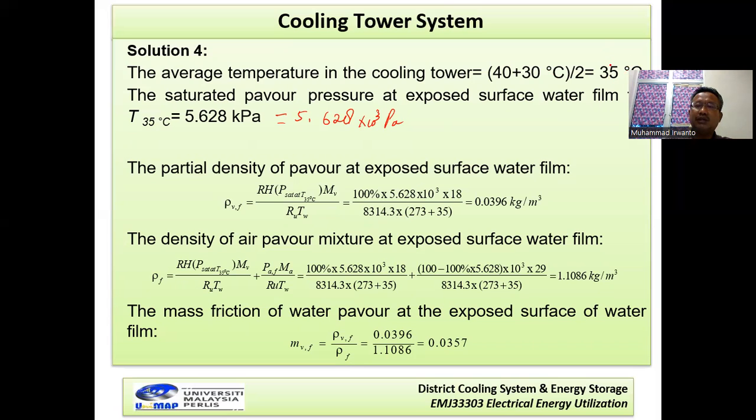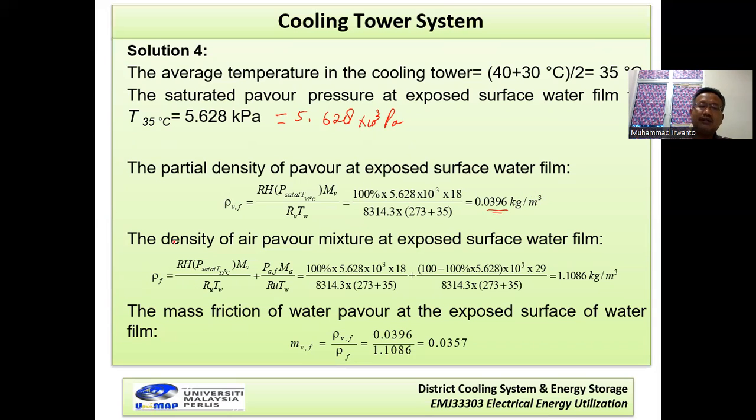It should be converted to Kelvin, so it should be added by 273. So the value of the partial density of the vapor here at the surface of the water film is given by this value, 0.0396 kilogram per meter power 3.